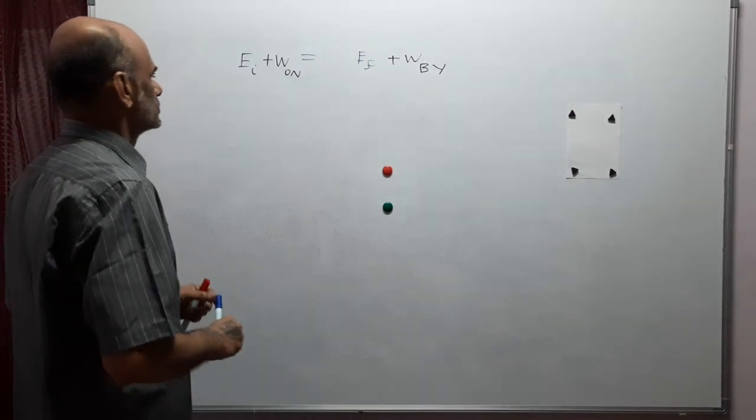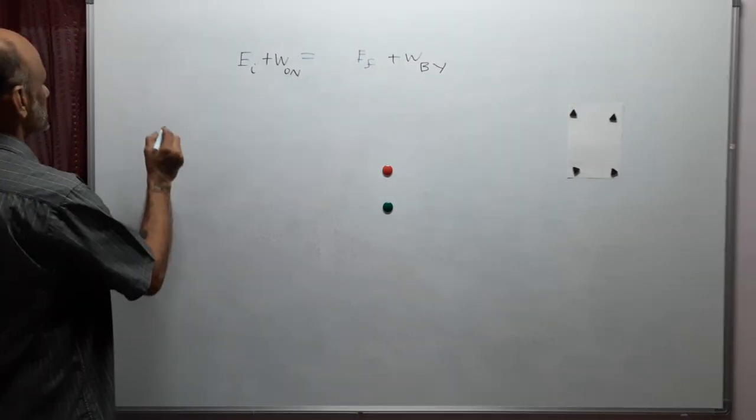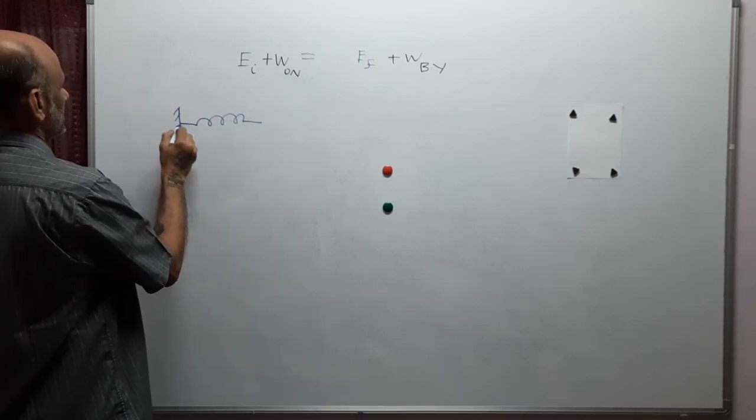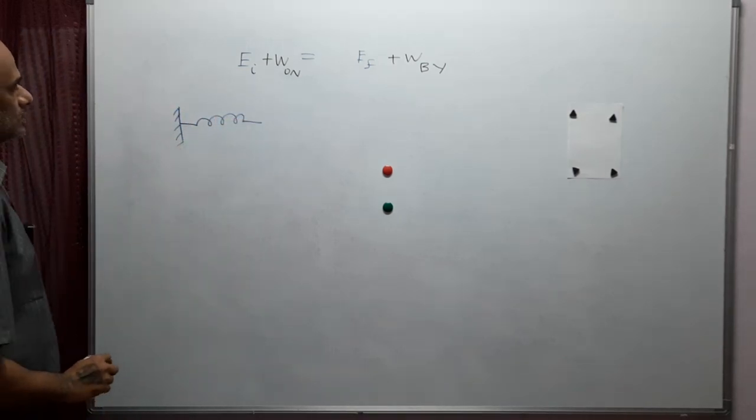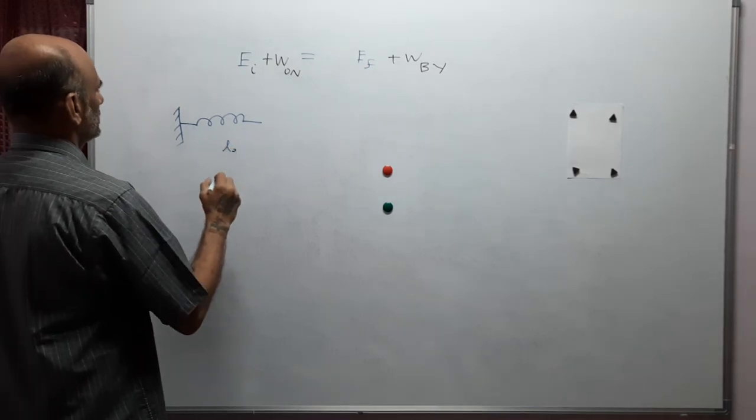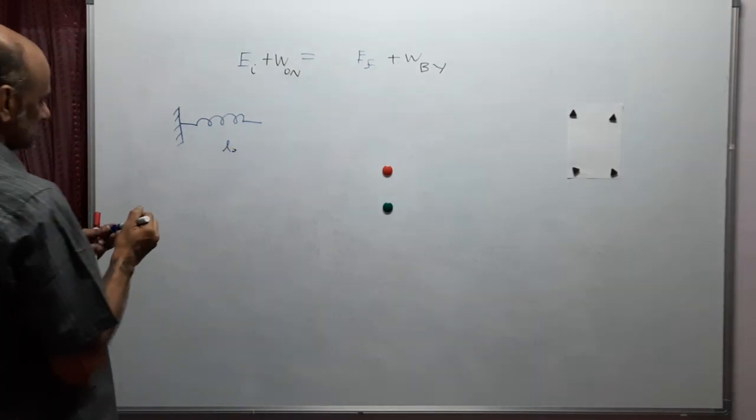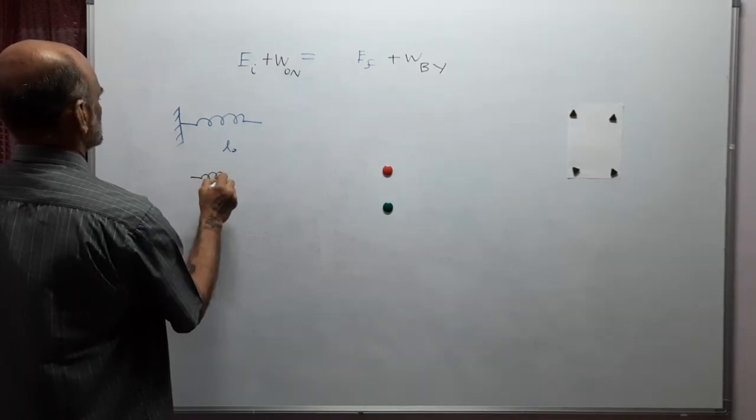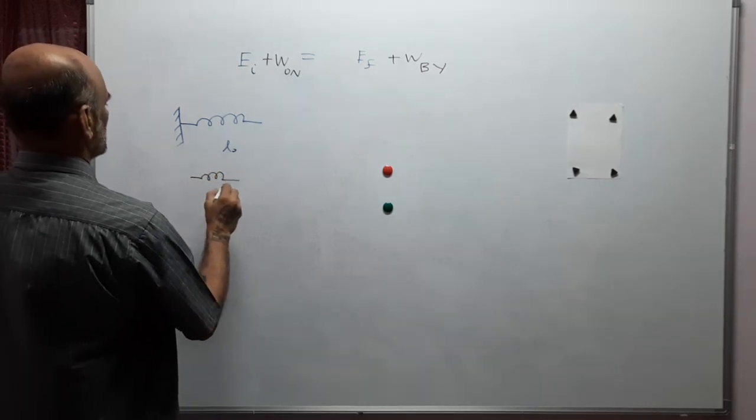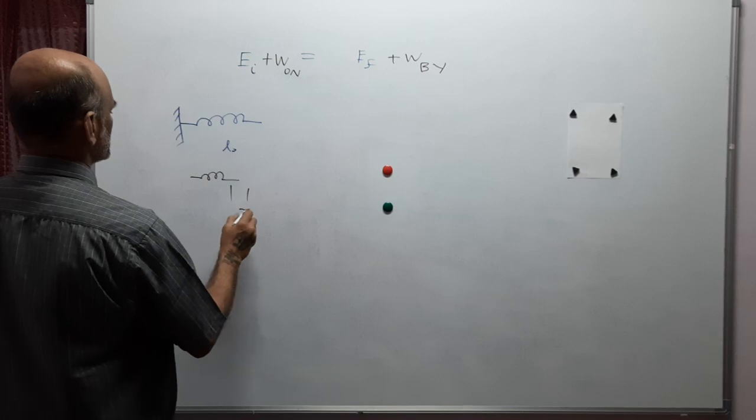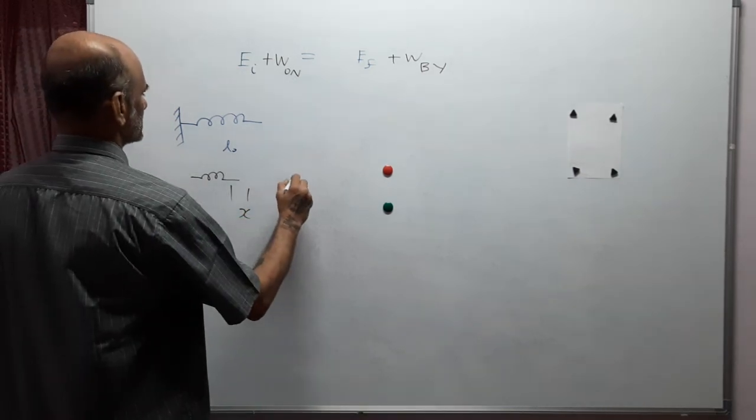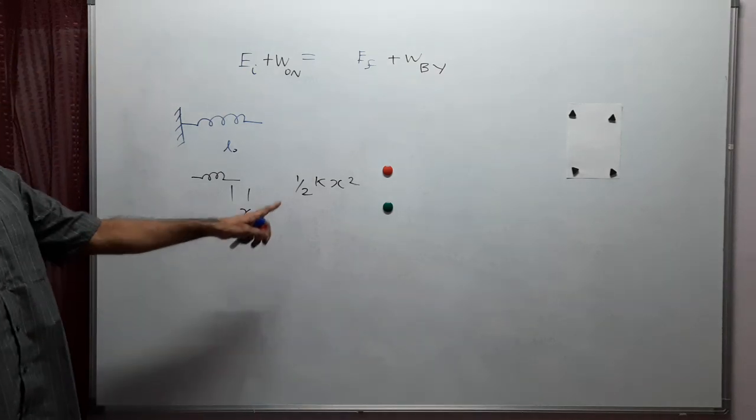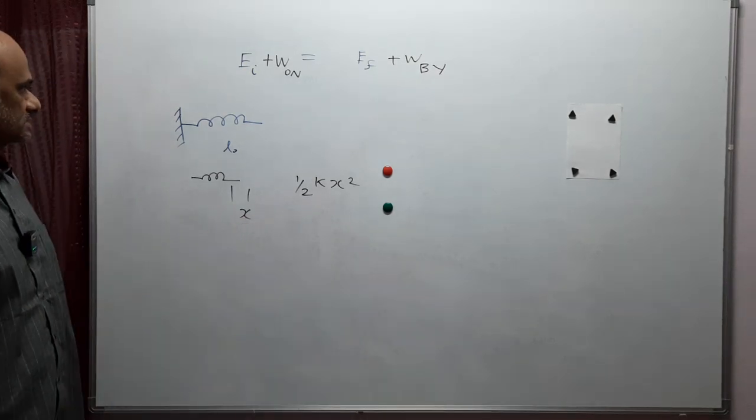Another basic concept that is used in this question is energy stored in a spring. So this is a spring which is fixed at one end. This is the natural length of the spring. And suppose I compress this spring by an amount, say x. Suppose the spring becomes like this. Then the energy stored in the spring is half k x square, where k is the spring constant and x is the amount of compression.